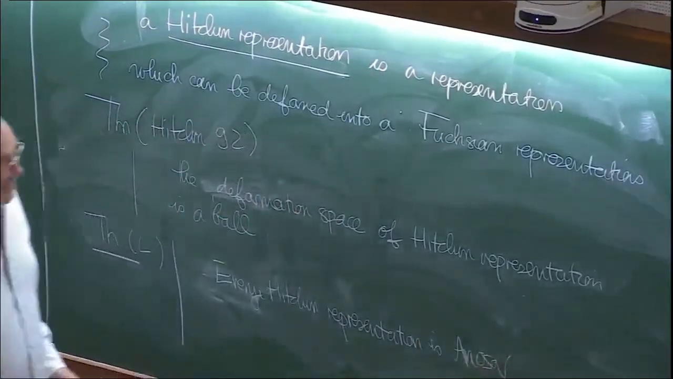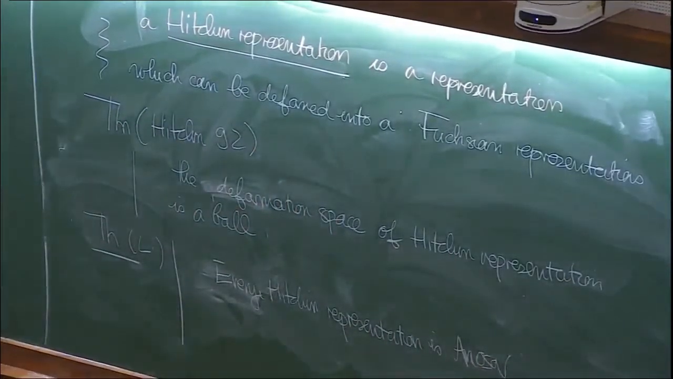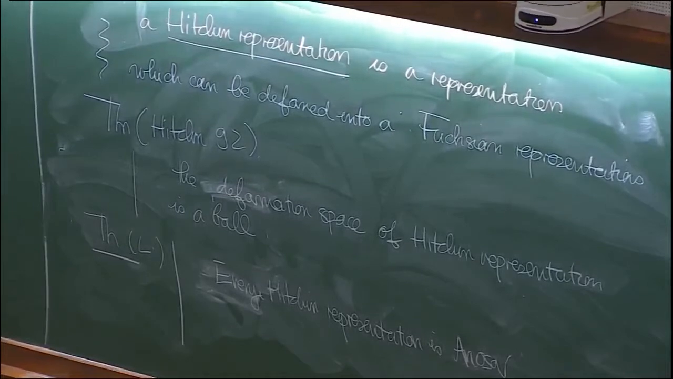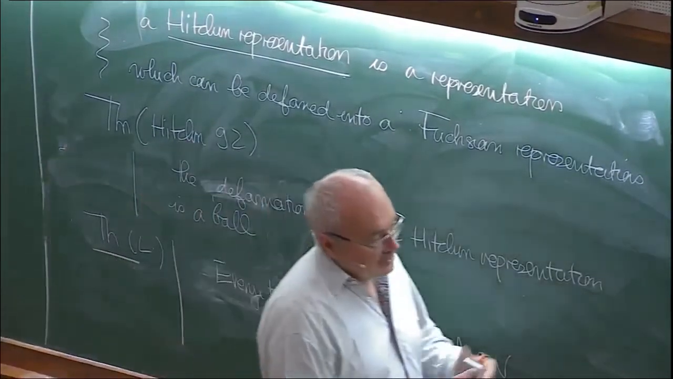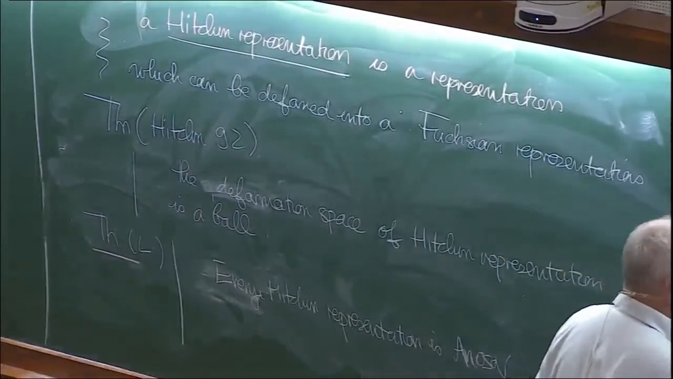So the point is that you start with a Fuchsian representation. You start deforming it a little bit. Structural stability tells you that it's going to be a Hitchin representation, it's going to be Anosov. The hard part is to prove that it's a global thing. It's not just local deformation, it's global deformations. Now that's something specific which is related to the fact that, well, let's not go there.